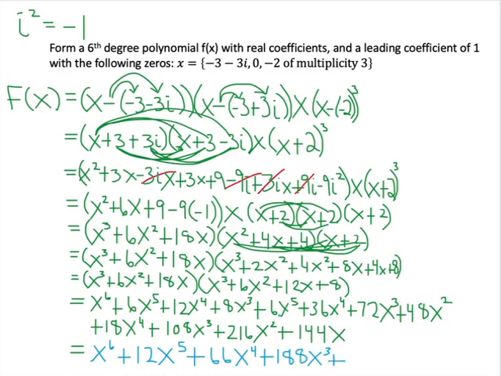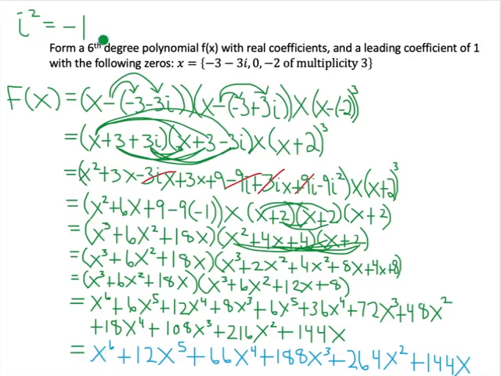Plus, and then we have 48x squared plus 216x squared. That's going to give us 264x squared. And then we have plus 144x. So this is our polynomial.